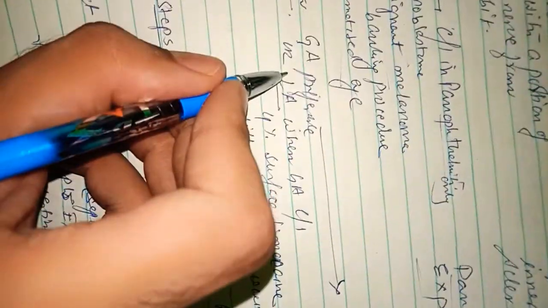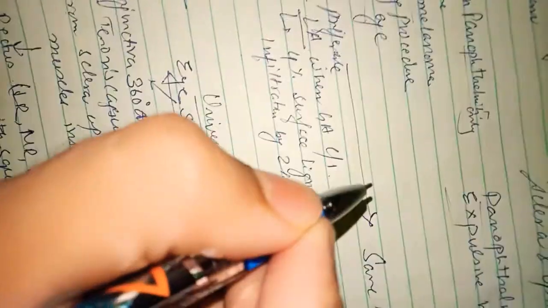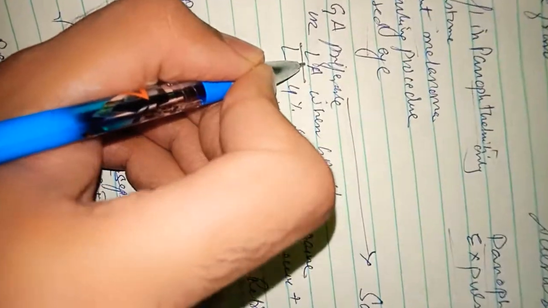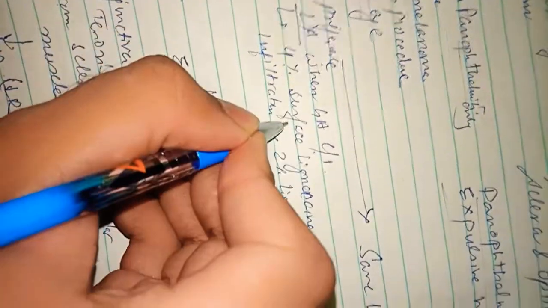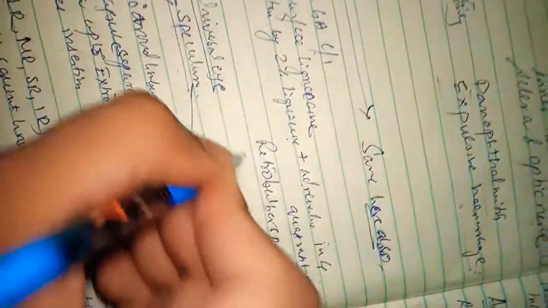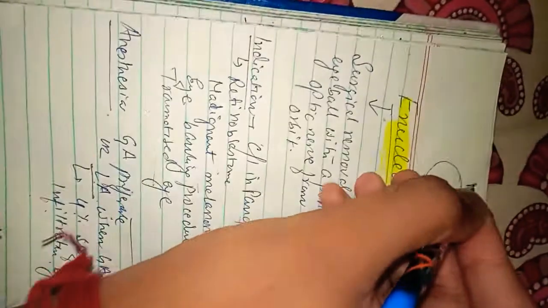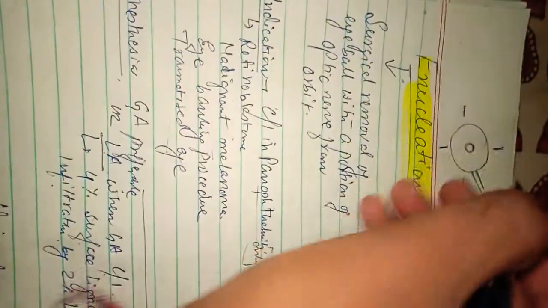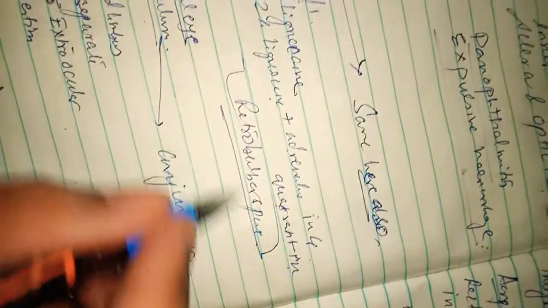Both are done under general anesthesia. If general anesthesia is contraindicated, then they are done under local anesthesia: 4% surface lignocaine with infiltration of 2% lignocaine and adrenaline in 4 quadrants in the retrobulbar space. The upper quadrant, lateral, medial and lower quadrant, all the 4 quadrants, the retrobulbar space injection is given.